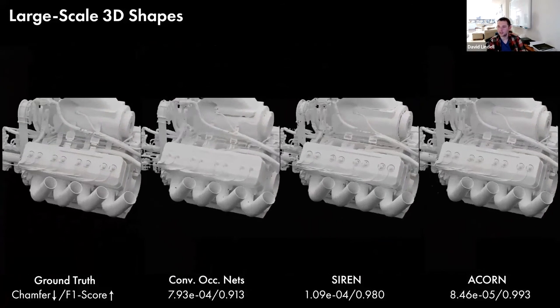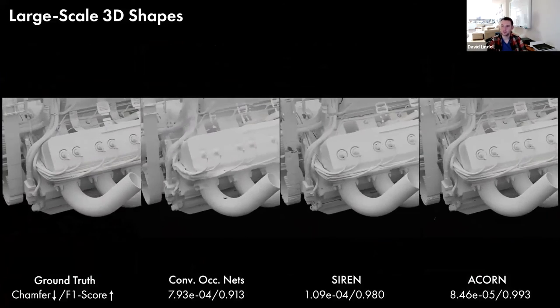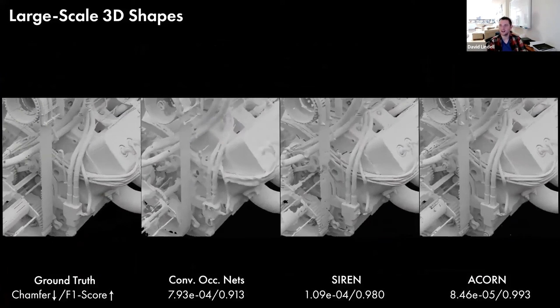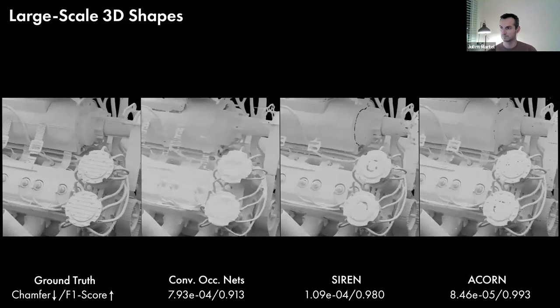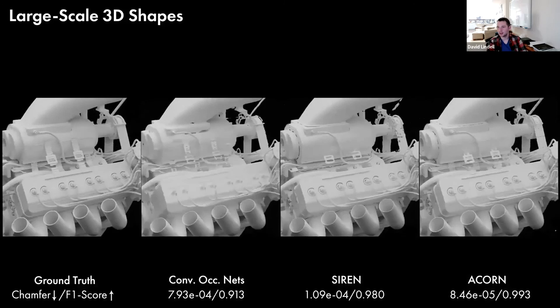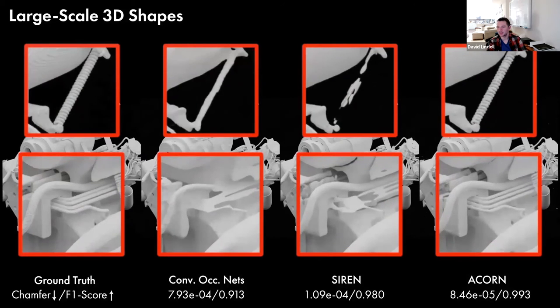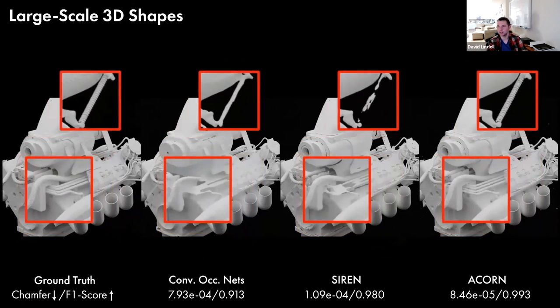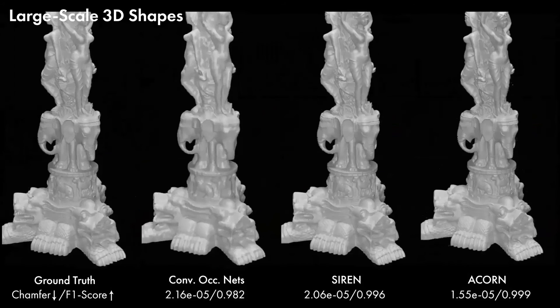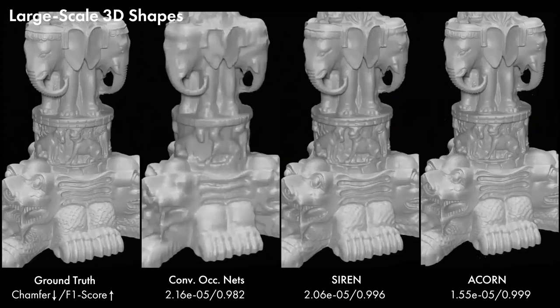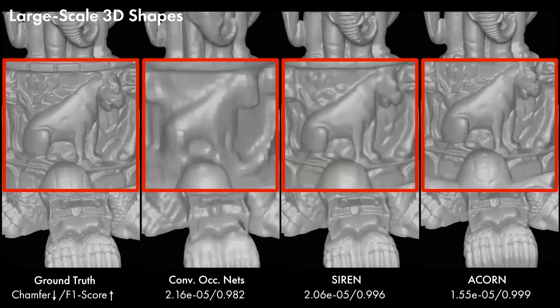Oh, and here's another challenging example with this 3D model of an engine. There are lots of wires and fine details that are really difficult to capture with conventional models. And I think we do a fair bit better using ACORN with this adaptive decomposition strategy and the hybrid architecture. And again, a similar trend for this Thai statue that we saw before, but now with ACORN, we get a bit more detail.